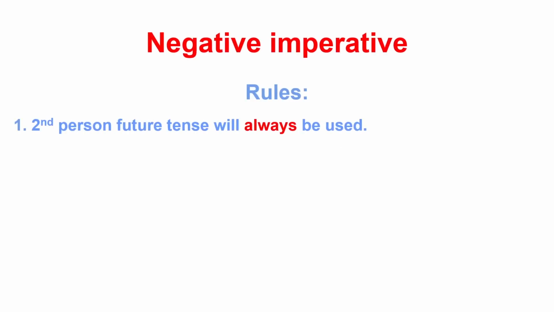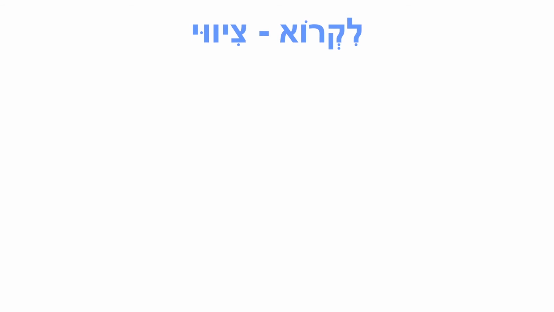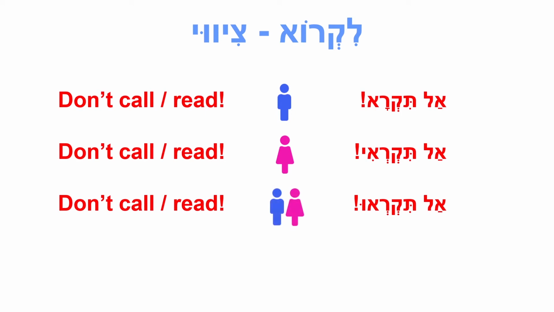Negative imperative. For negative imperative, second person future tense will always be used. First of all, we will take the conjugation of second person future tense, and then we will make it negative imperative. The word lo becomes al to form a negative imperative statement. So for example, we know that we need to use tikra, tikrei, tikreu. Therefore, in order to make it a negative imperative statement, we will say al tikra, don't read or don't call. Al tikrei, don't call or don't read. Or al tikreu. Al tikra, al tikrei, al tikreu.